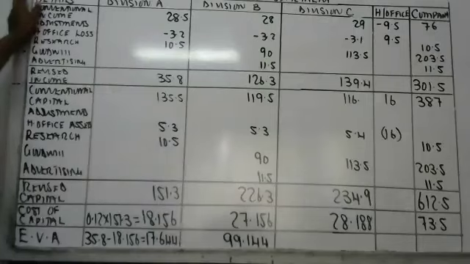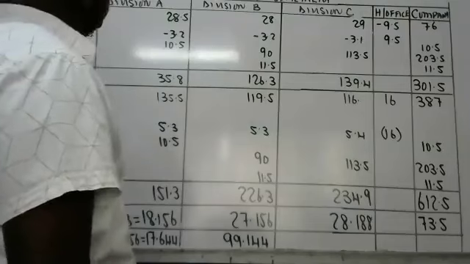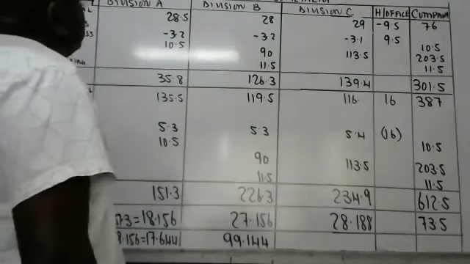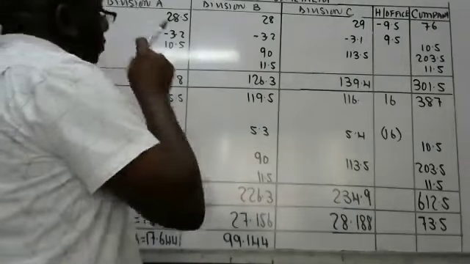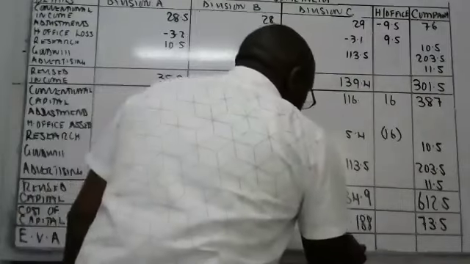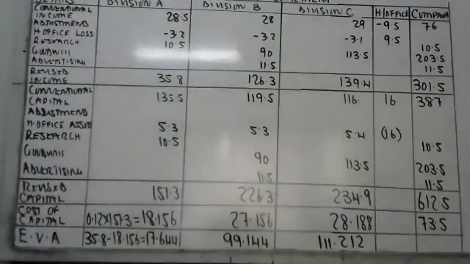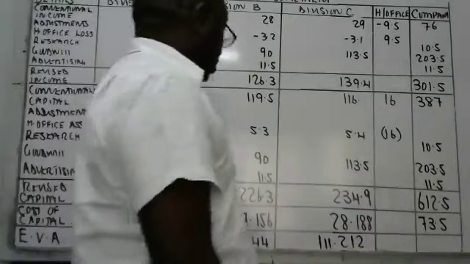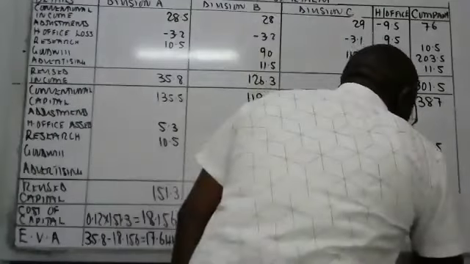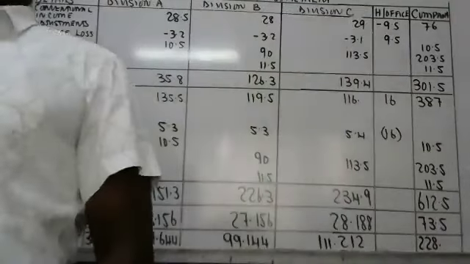Huyo mwingine? One point 212. Na huyu wa mwisho 228 exact, eh? Okay, that is how you compute EVA.